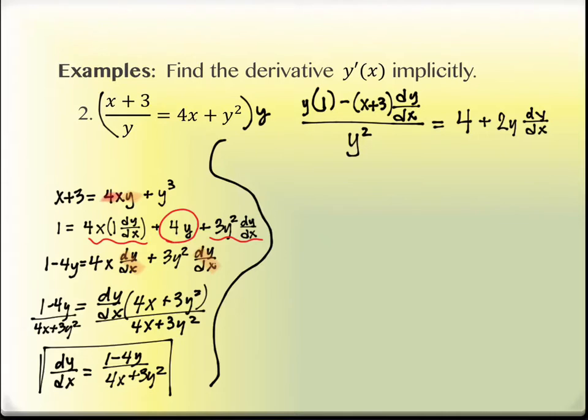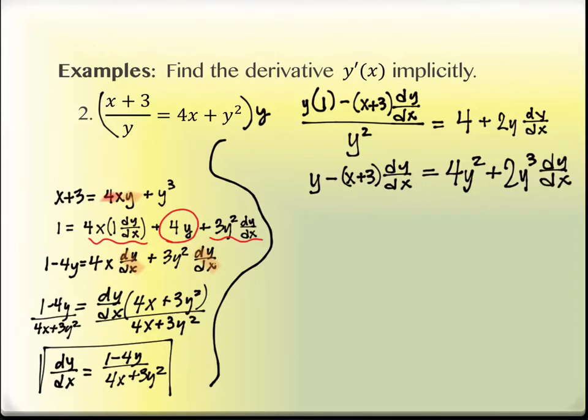So that y squared in the denominator, I first need to get out of the denominator, much like on the original one that I did, I got the y out of the denominator to proceed. So the first thing I'll do is multiply by my y. So I have y on top minus, and I'm going to leave the x plus 3 grouped together with the dy dx because that's a little more helpful at the moment. And then I'll multiply the y squared, so I have 4y squared plus 2y cubed dy dx. Did I get the pieces moved right?